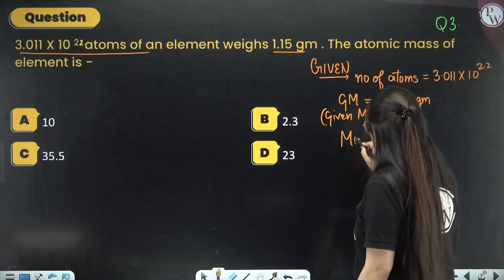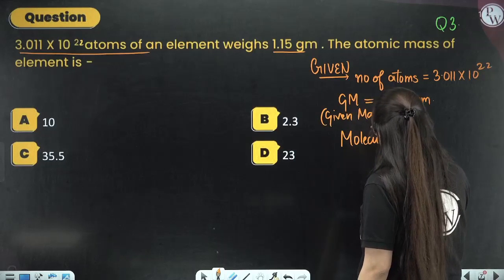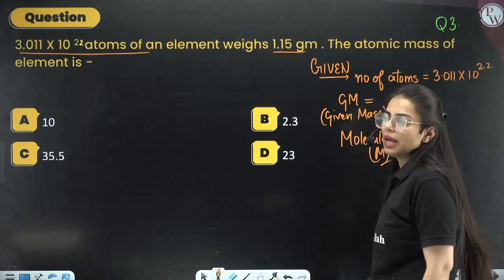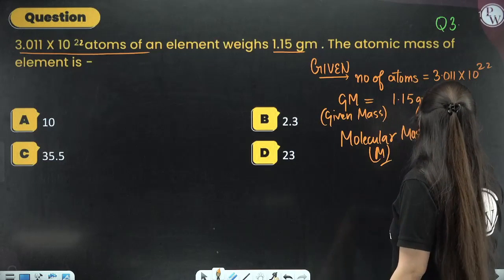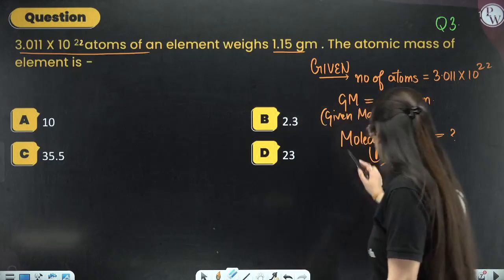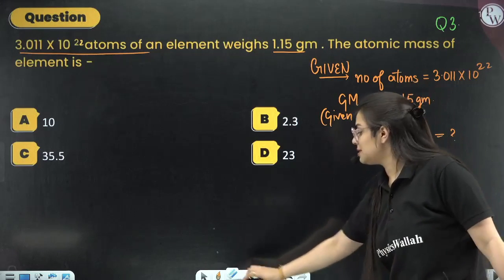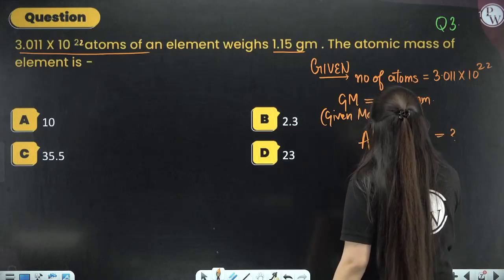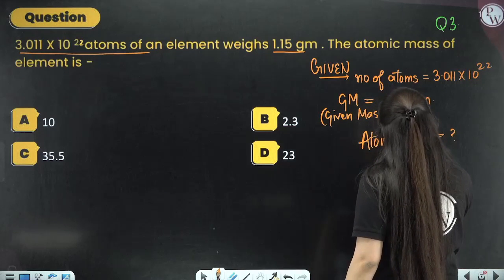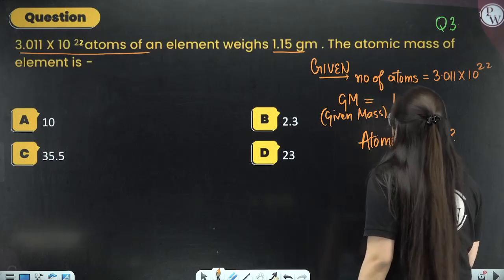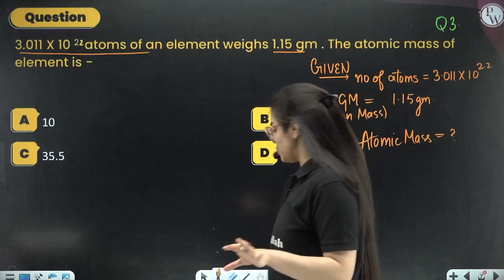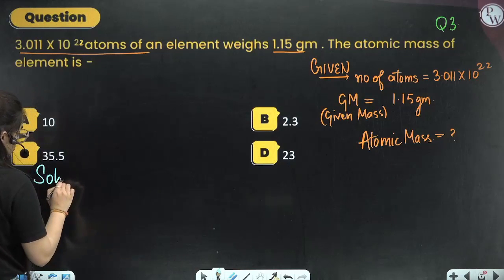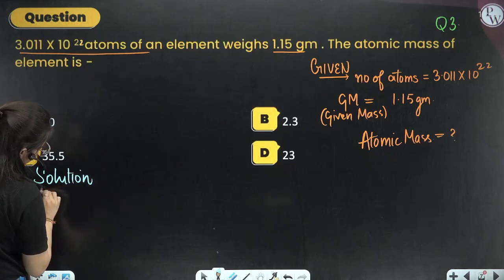The atomic mass you need to calculate. That means you need to calculate the molecular mass, or you can say the atomic mass. It's one and the same thing. I represent it with MM or with M. This is what you need to calculate. Because we are talking about an element, we say atomic mass. If you are talking about a molecule, you say molecular mass. So atomic mass we need to calculate, right? Now these are the given situations. How do we need to solve this question? Let us do the solution section over here.